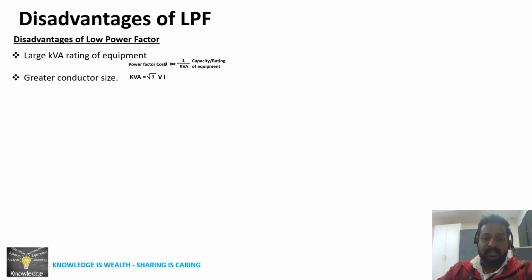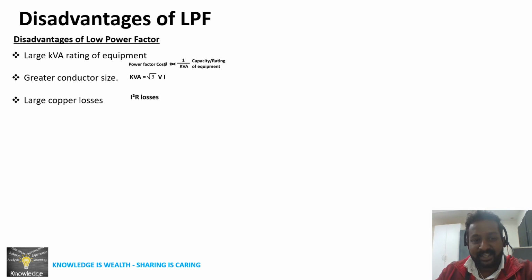The second is that you require a greater size of conductor. This is because kVA is directly proportional to current, voltage is constant, root 3 is constant. If you go with a higher rating of kVA equipment, obviously current consumption will increase, and the required conductor size is also high. Next, copper loss. If the equipment rating is high and conductor size is high, again the I square R losses will be present. That also leads to higher power consumption.